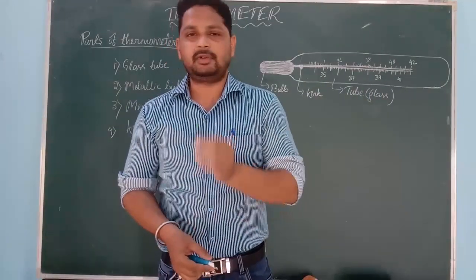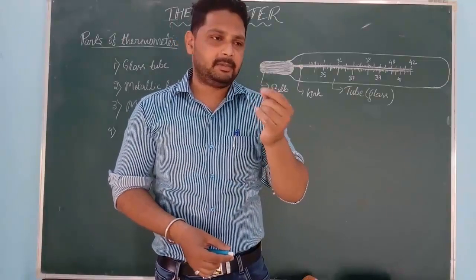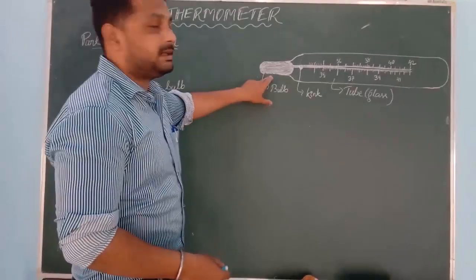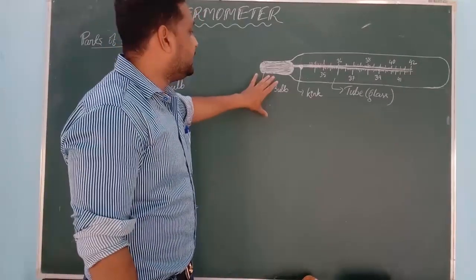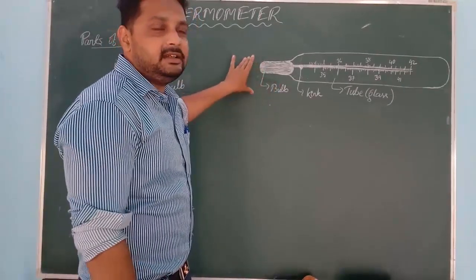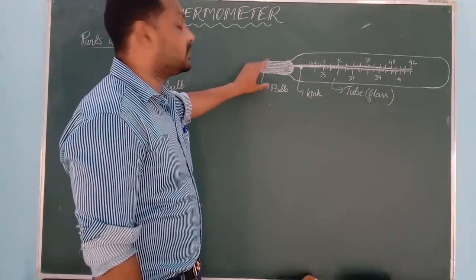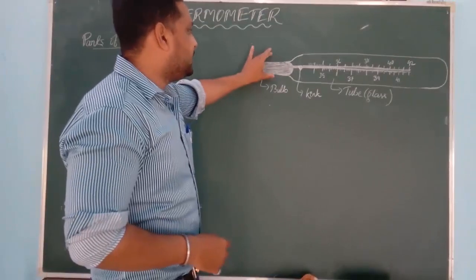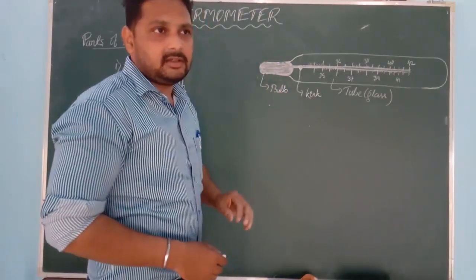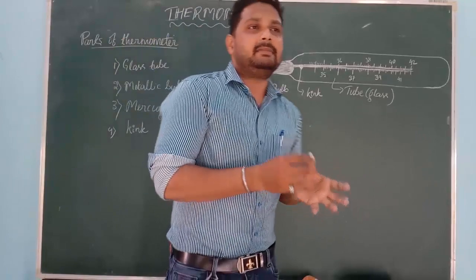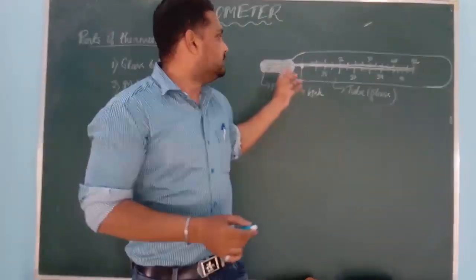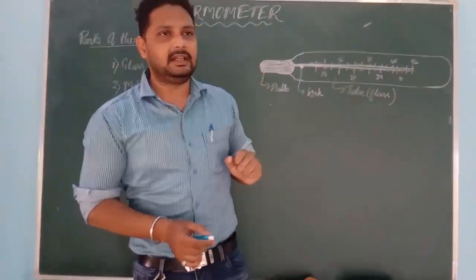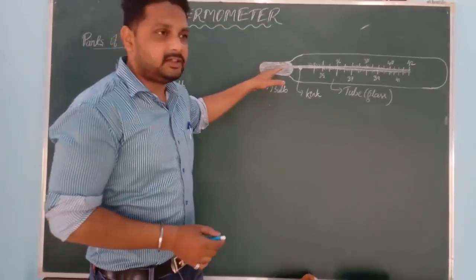So the doctor puts a thermometer below the tongue, right? Mostly this metallic bulb is kept under the tongue. Now this metallic bulb contains the metal mercury. Since metals are good conductors of heat, this metallic bulb will absorb the heat from the body and transfer it to the liquid.